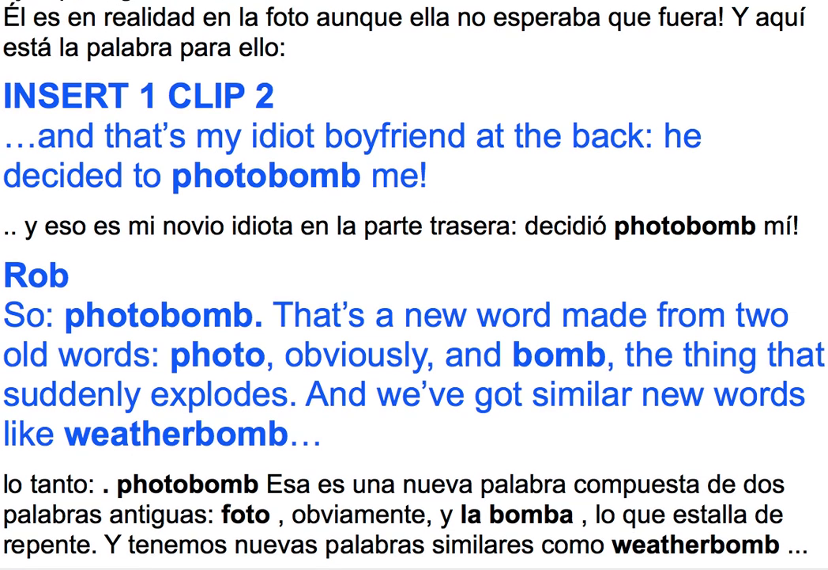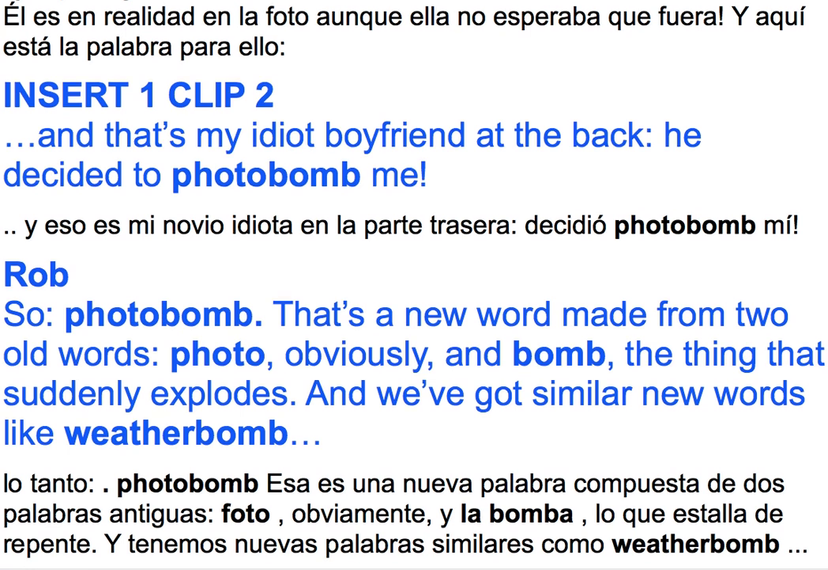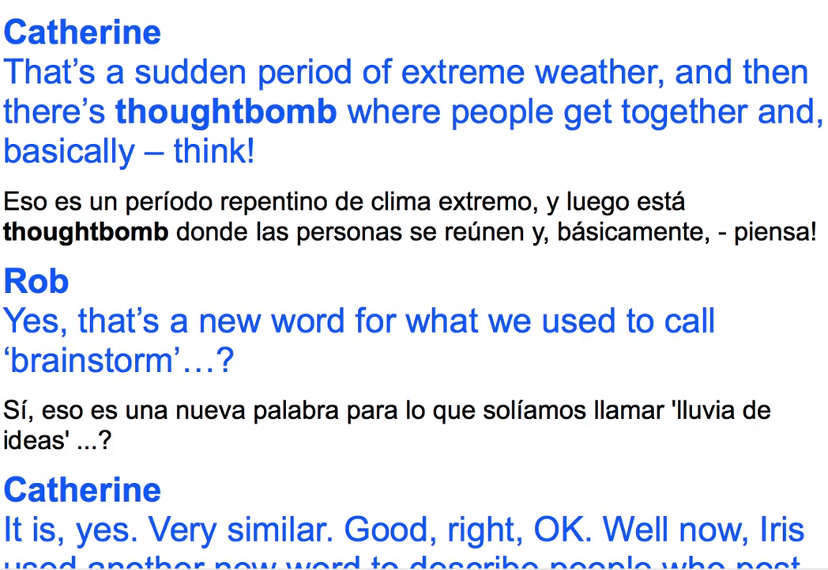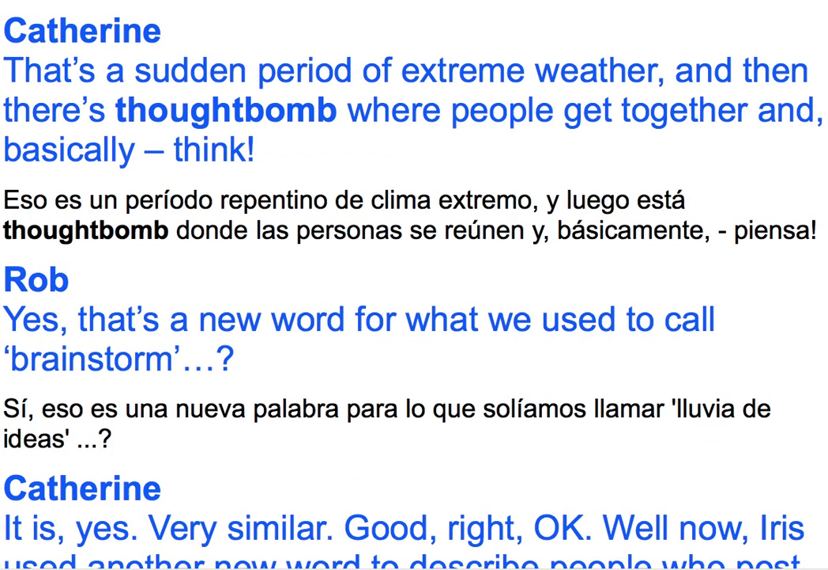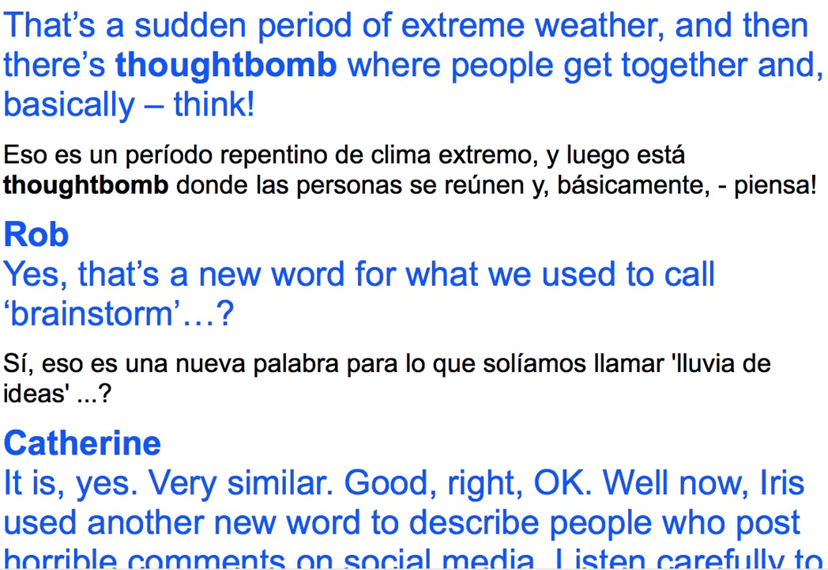So, photobomb. That's a new word made from two old words. Photo, obviously, and bomb, the thing that suddenly explodes. And we've got similar new words like weather bomb. That's a sudden period of extreme weather. And then there's thought bomb, where people get together and basically think. Yes, that's a new word for what we used to call brainstorm. It is, yeah, very similar.